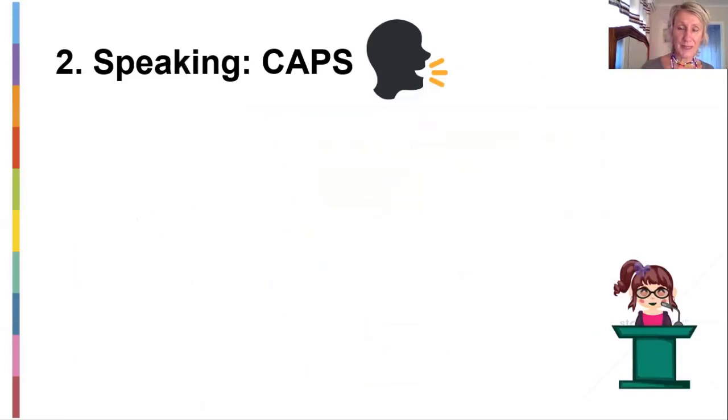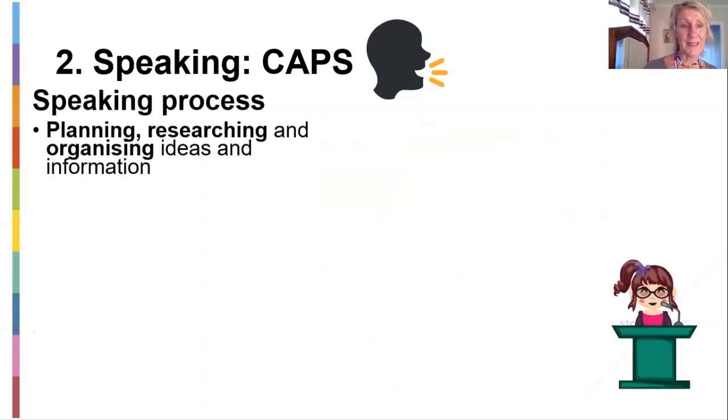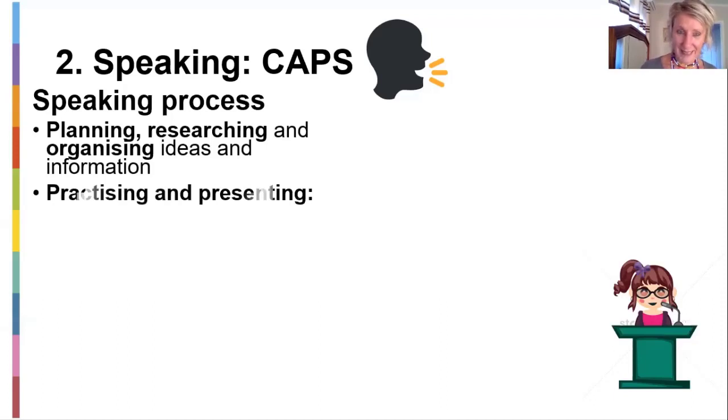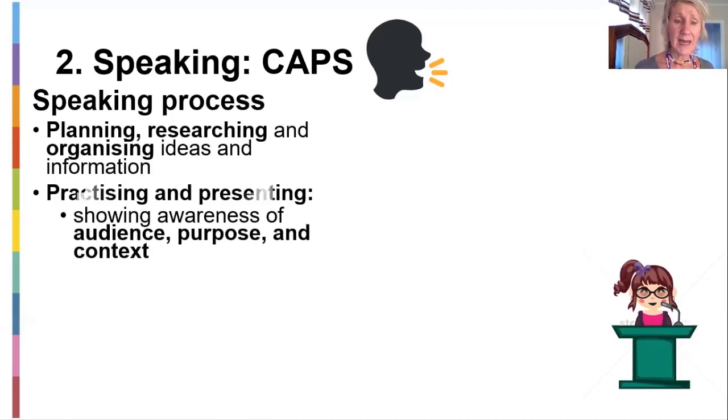Right, we're getting to number 2 now, speaking with CAPS. It says there are, I think, 3 processes that we need to concentrate on when we're doing speaking. The first one would be the actual speaking process, where you'd have to plan, research, and organize your ideas, part of that prepared speech process. Then the whole thing of practicing, which is so important for speaking and your actual presenting. And that's when you need an awareness of audience, purpose, and the context of what you are actually doing.